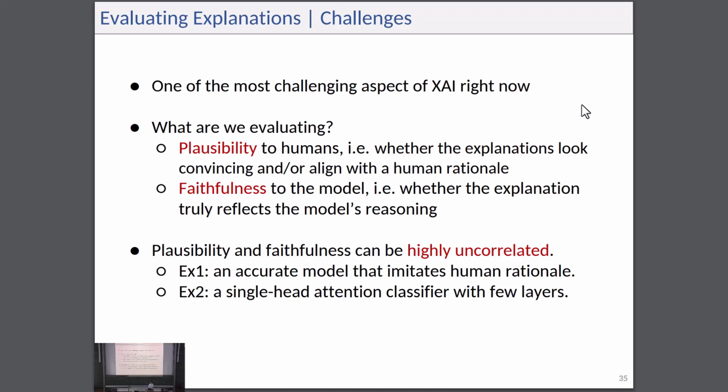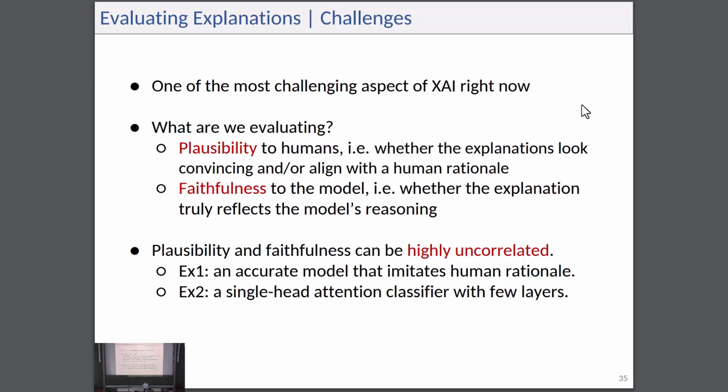Plausibility, as I said, means you look at whether the explanation looks convincing or aligns with human rationale. Which is good if you want to build something that explains like human rationale. If your goal is to achieve plausibility of explanation, that's how you do it. But if you actually care about faithfulness, which measures whether the explanation truly reflects what the model is doing, then of course plausibility is just not the way to go.